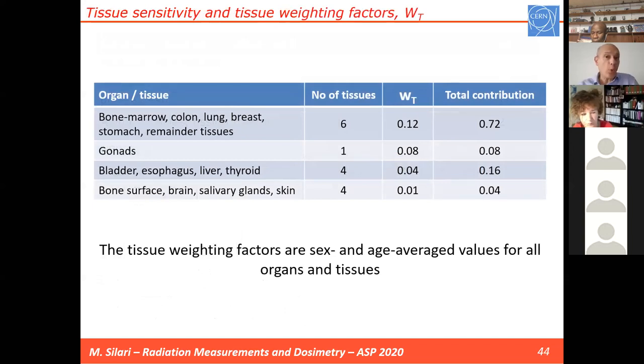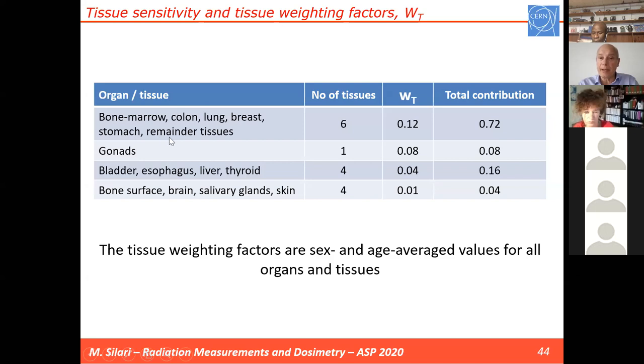Whereas the tissue weighting factor expresses, as I said, the radiosensitivity of different organs or tissues. So there are certain organs that are more radiosensitive than others. And these tissue weighting factors are actually average values, averaged over sex and age. So if you want to do a very precise calculation, then you have to take into account also the sex and the age of the person. But for radiation protection, the average values are adopted.